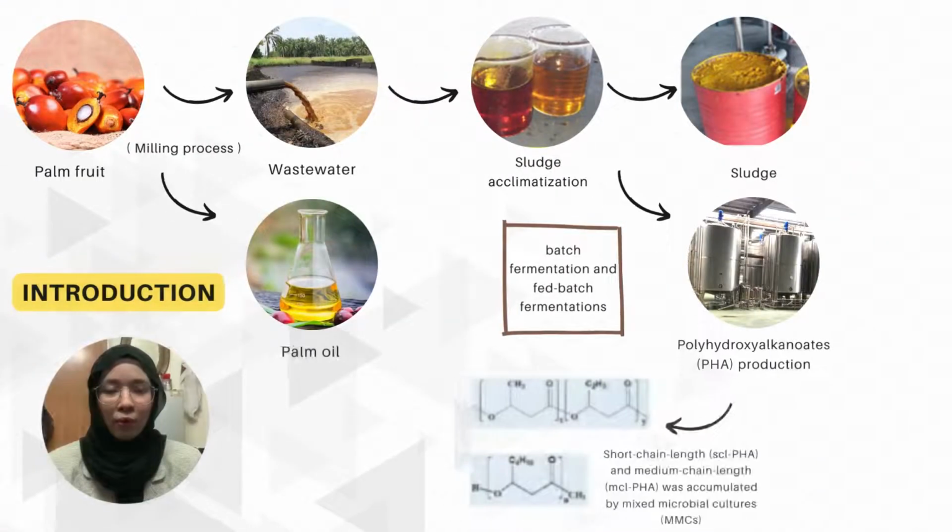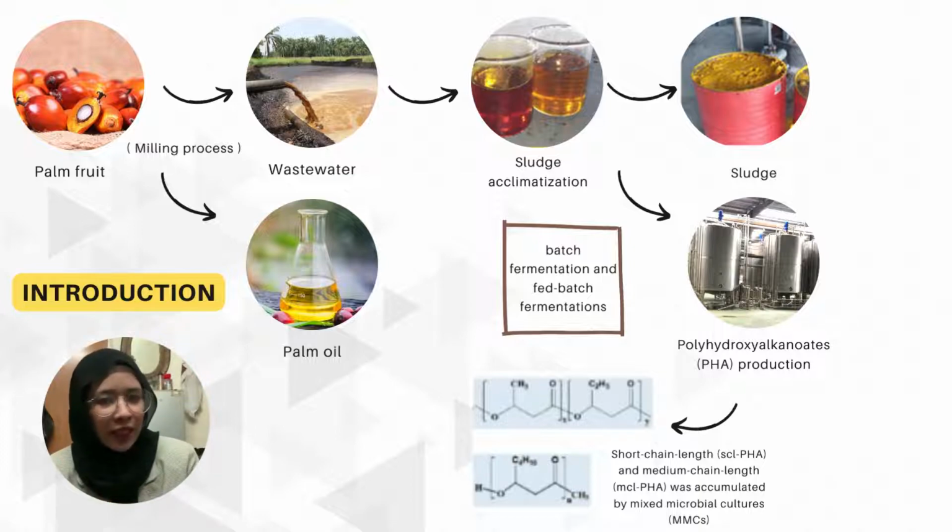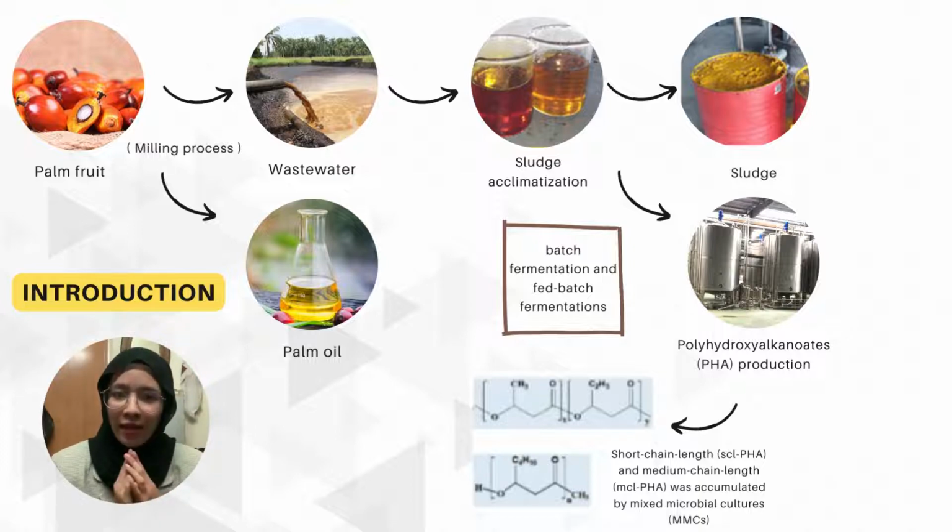As we all know, Malaysia is one of the world's top producers and exporters of palm oil. Our country has many palm oil plantations, which is something we're familiar with. However, the biggest concern is the palm oil mill effluent, or POME, which contributes up to 60% of the total waste generated. Therefore, researchers decided to convert POME into PHA. But how is it going to happen?